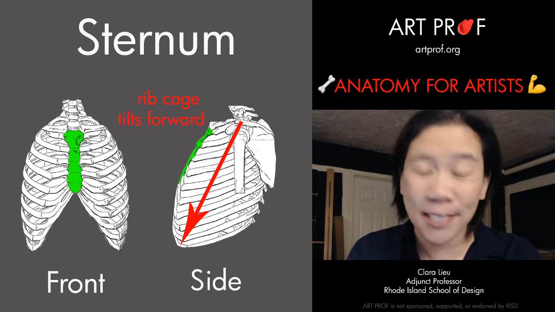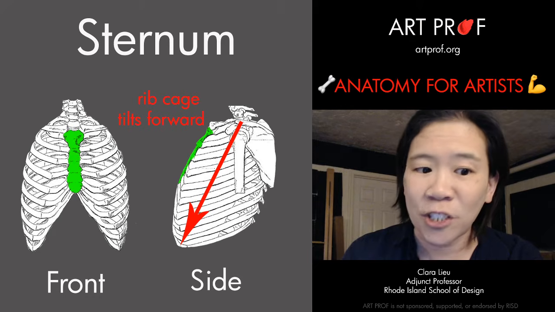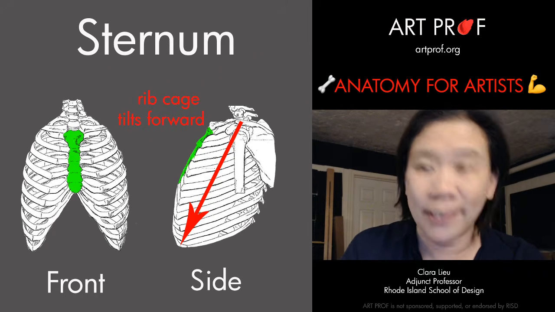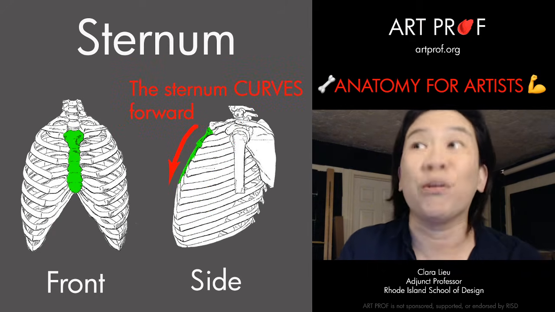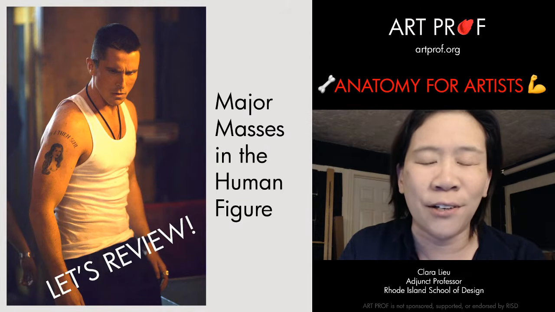Okay, so does everybody see this? This is leftover from the last stream. The rib cage tilts forward, and then look at this. Wow. The sternum curves forward, so it follows the angle of the rib cage.